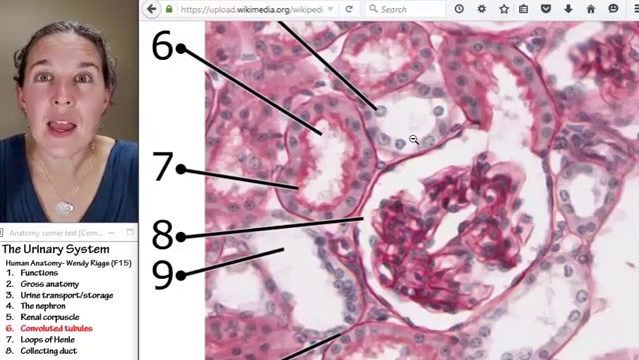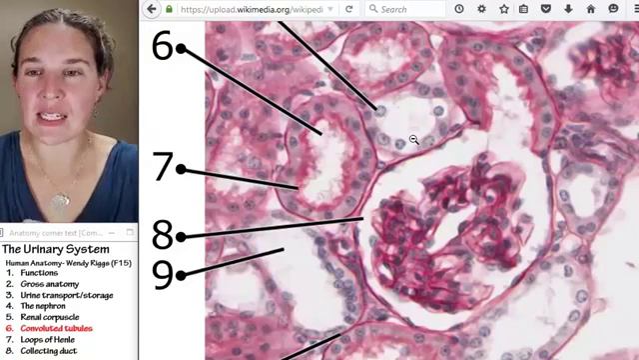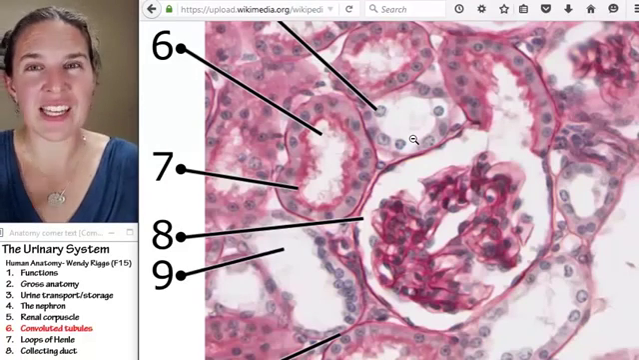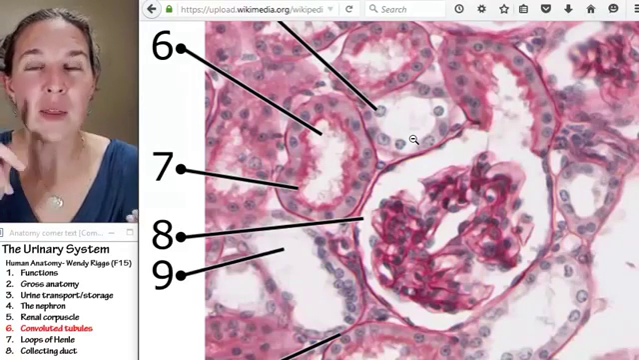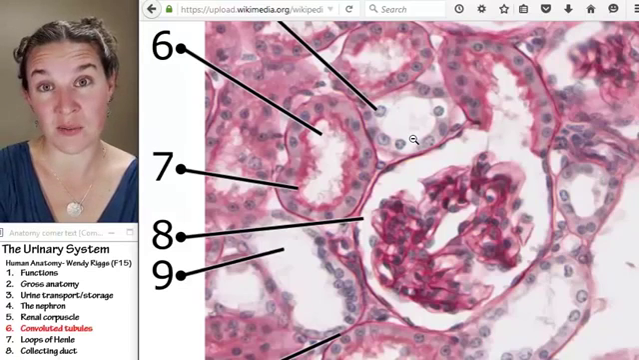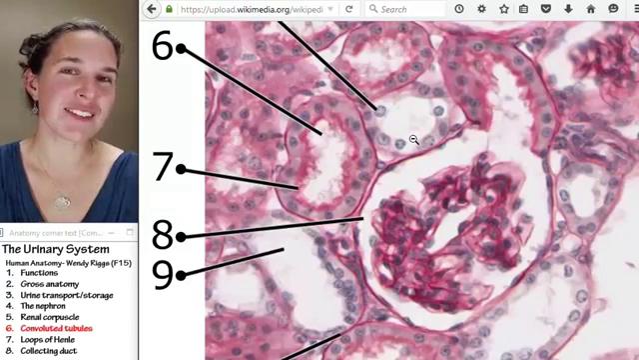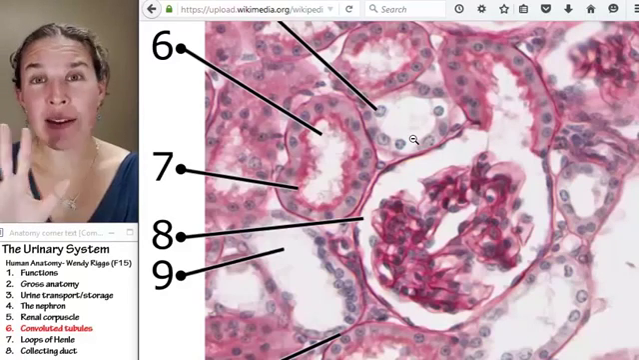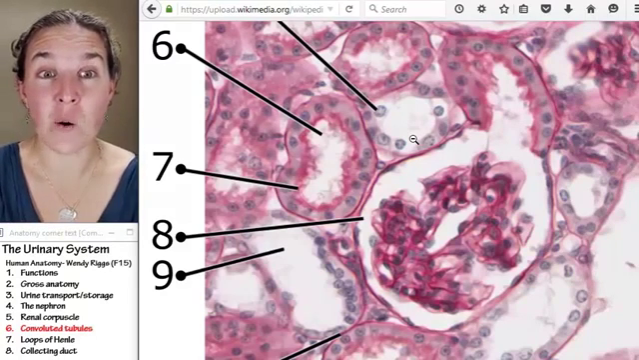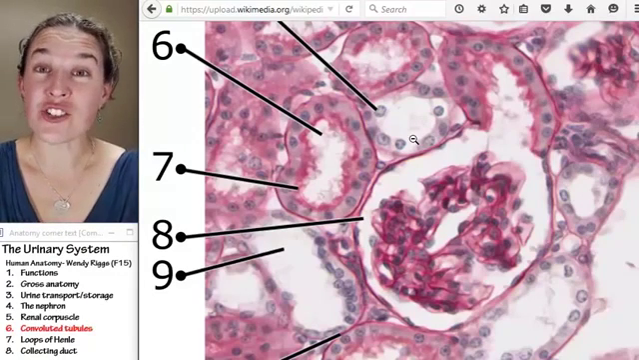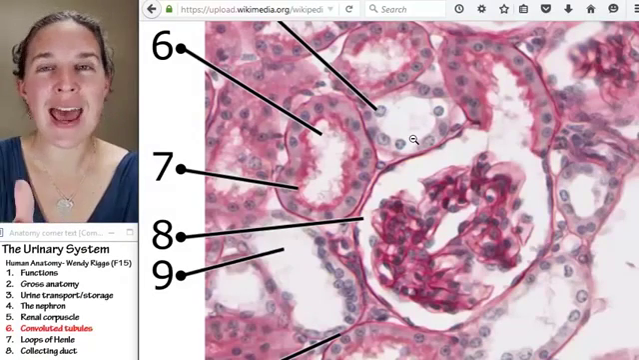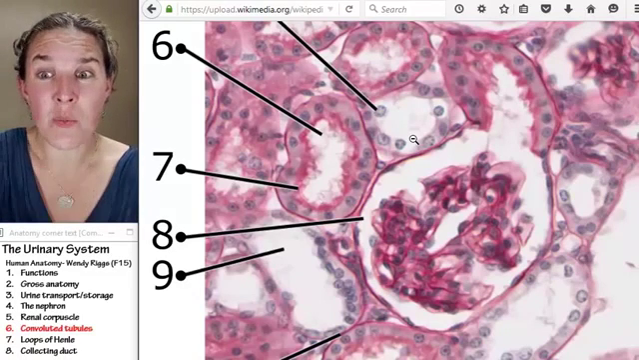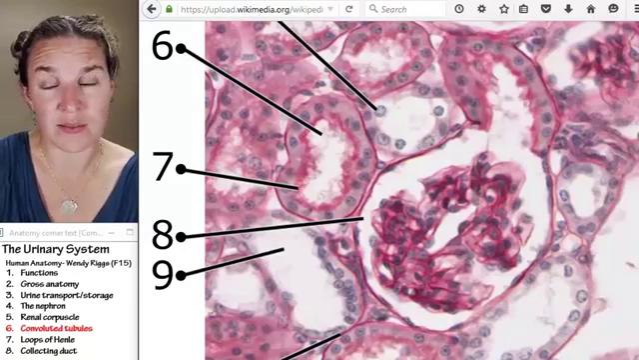Why? Because 70% of all the filtrate that you filtered out, 70% of your 180 liters, gets reabsorbed by the proximal convoluted tubule cells. How do they do it? Physio. Why do they do it? Physio. What are the structures that enable them to do it? Anatomy. They're covered with microvilli to increase surface area so they're more effective at reabsorption.